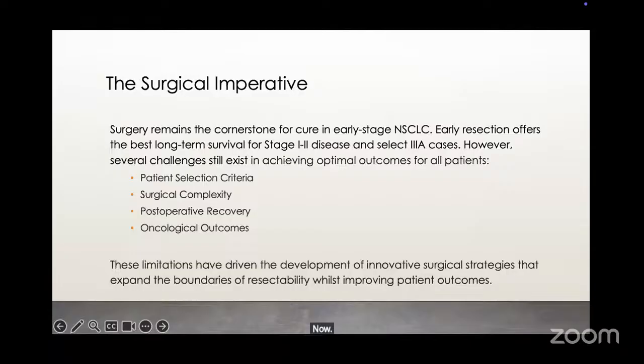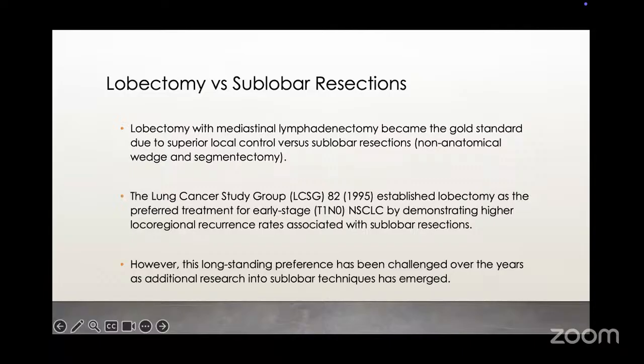Now, these limitations have driven the development of innovative strategies in terms of surgical management and an expansion in the boundaries of resectability, whilst aiming to improve patient outcomes. And in that move to improve patient outcomes, we came to the question of whether a patient should have a lobectomy versus sublobar resection. Lobectomy with mediastinal lymphadenectomy became the gold standard due to superior local control versus sublobar resections.